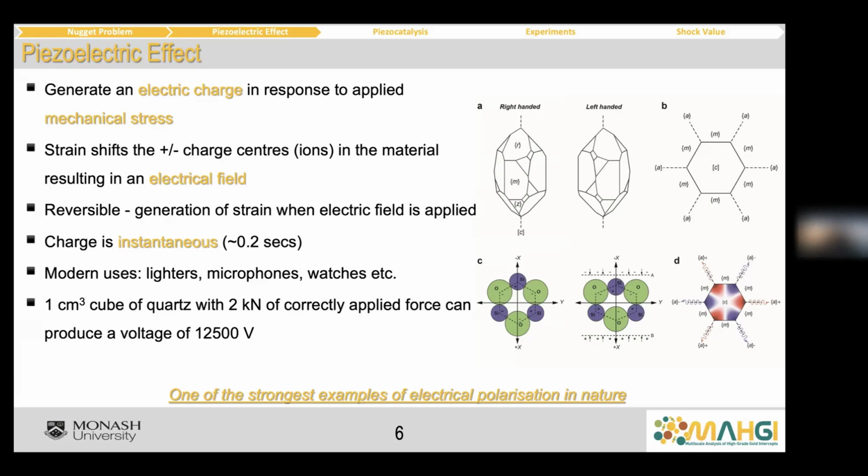It is directly proportional to the amount of strain you put in. So more strain means more potential. And yeah, modern uses: lighters, microphones, watches, etc. I just have a little back of the envelope calculation. If you were super careful and applied whatever 2 kilonewtons of stress, you can make a tremendous amount of voltage. The reason that this works is because you offset these charge balances that are in the structure. So you have, let's say, 3 positive silica cations and 3 oxygens that are negative. And when you distort that, you end up polarizing across the crystal. So the voltage goes across that chemistry.